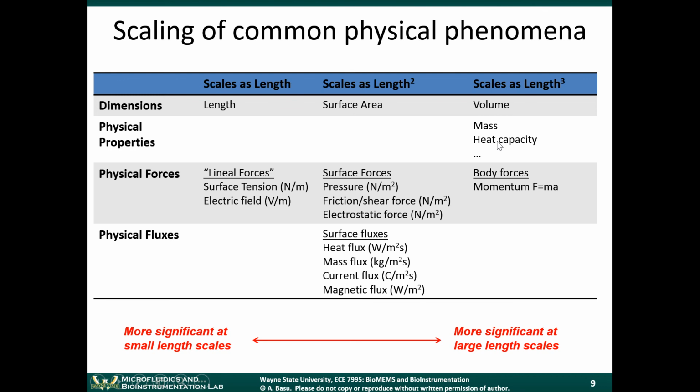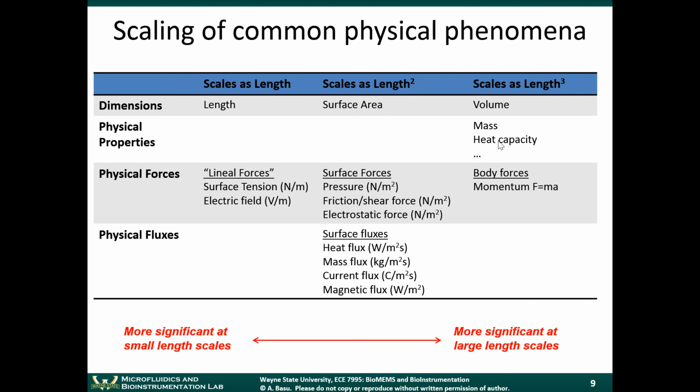Heat capacity. We'll talk about the thermal domain later, but the heat capacity of an object scales as its mass. The more massive something is, the more energy it takes to heat it up or cool it down. So that's an example from the thermal domain of a physical property that scales as length cubed. And you can think of other ones as well.